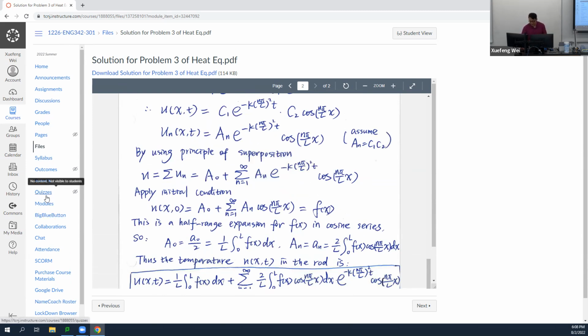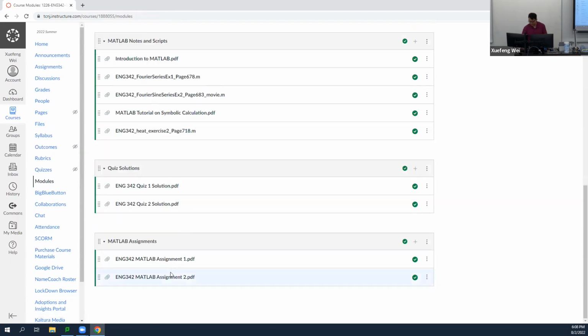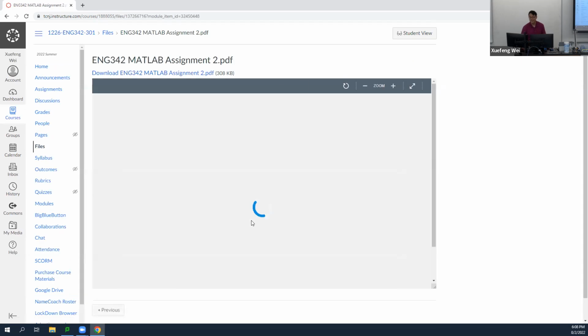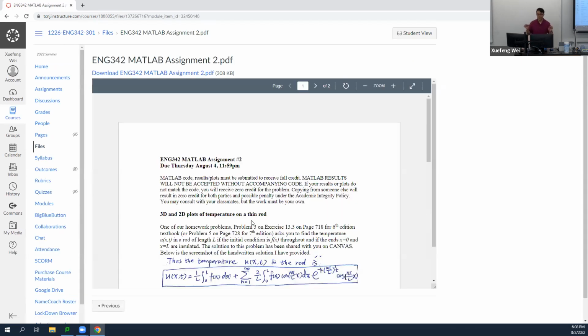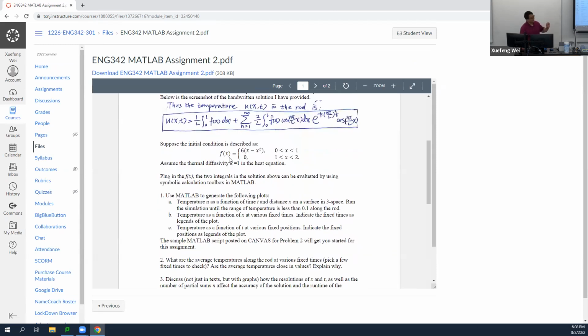The MATLAB problem is based on this heat problem with insulated ends. However, the f(x) initial condition is different. I provide the initial condition as you can see here. This is my f(x) function. You need to use symbolic calculation to evaluate the two integrals, and I show you how to use symbolic calculation.